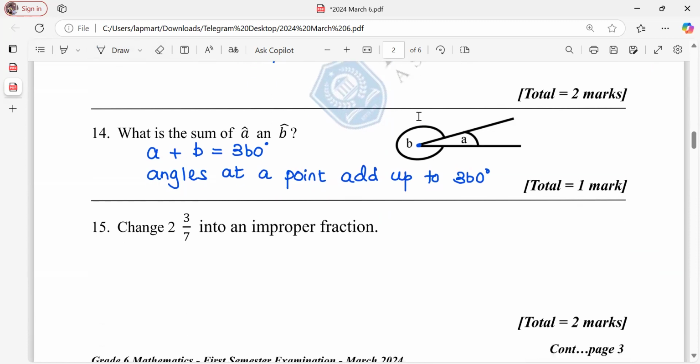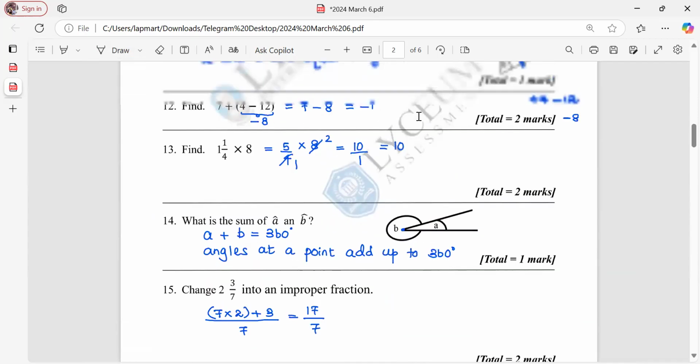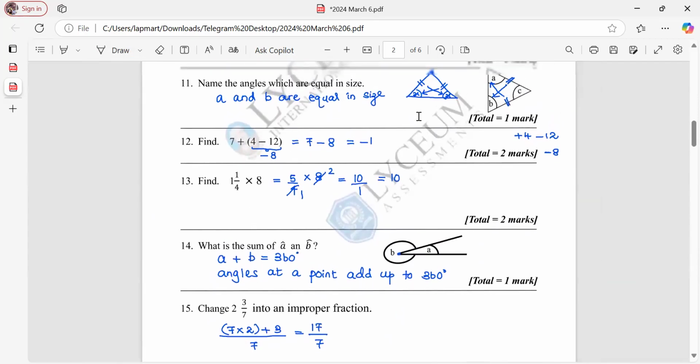Right, the next one, we want to convert this into an improper fraction. How are we going to do that? First you multiply 7 by 2. 7 times 2, 14. 14 plus 3, 17. 17 over 7. So that's the improper fraction, right? We keep the denominator value as it is. First we will check these 5 questions and see whether you have done them correctly.